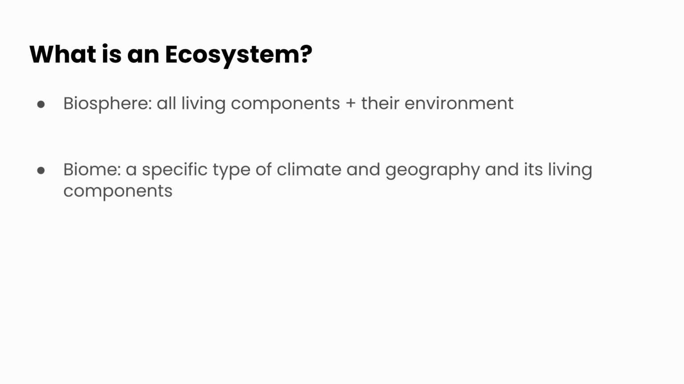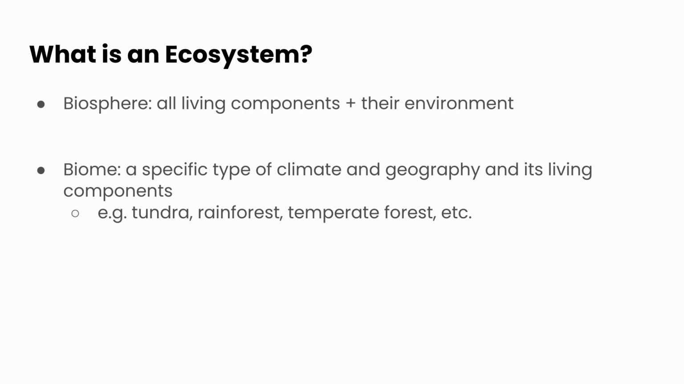If we go one level down, that is called a biome. A biome is a specific type of climate and geography and its living components. Our biosphere is made up of many different biomes. Now, we know that not every place on the earth is going to look the same. Some examples of biomes could be the tundra, where there's lots of ice, but there aren't really that many trees.